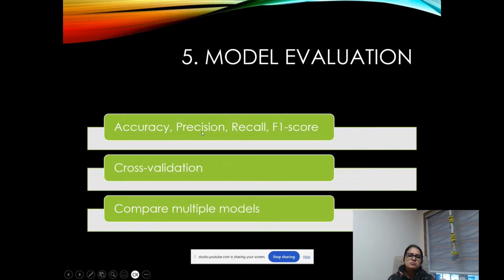These are just the names of the metrics we use. Cross validation, compare multiple models. These are the processes we apply according to the algorithm. Not all of these processes are applied to each and every model; it depends on your algorithm. I have written all the different types of model evaluation metrics, but it also depends on your type of problem and the type of algorithm you are going to apply on your data.